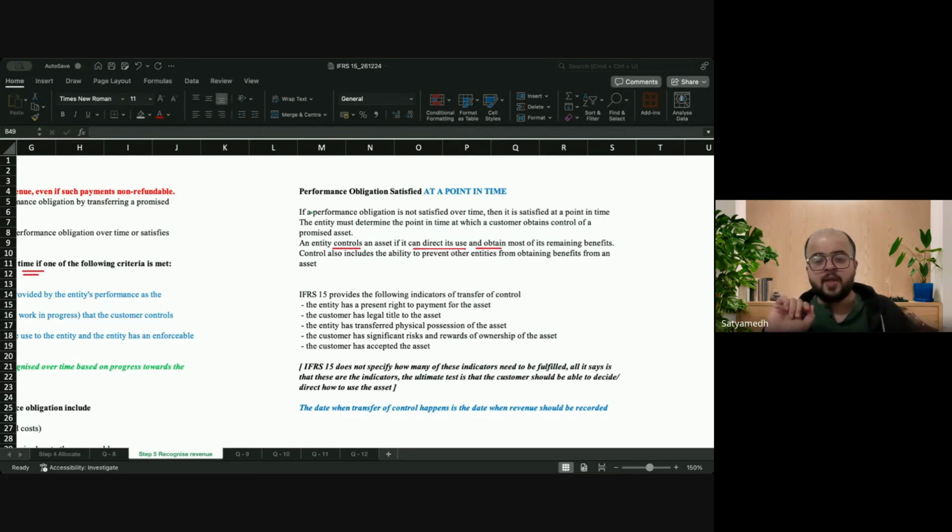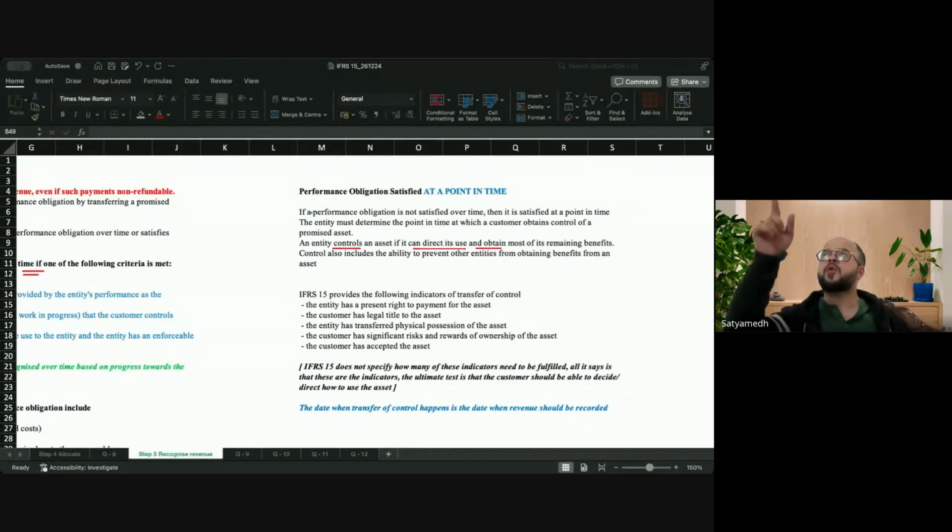See, again, the accounting standard doesn't say, "Oh, if three of these five conditions are fulfilled, that means control has been transferred." It relies on two basic principles. The party who has the ability to direct the use of that particular item, what to do with that particular item. Think about a bill and hold arrangement.